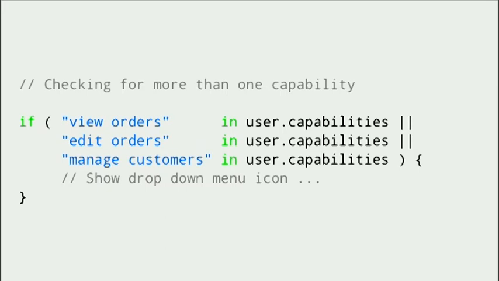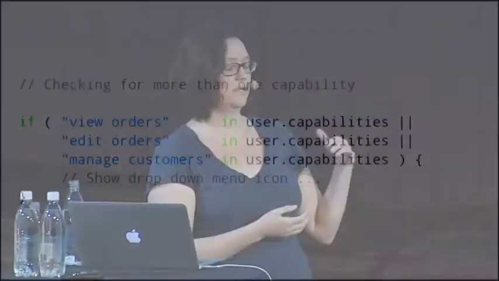So you can check for whether or not they have view orders in their capabilities, editing orders, and managing customers, and only then show the dropdown. And because this is always going to be additive, because by definition a capability is something you need, it's always going to be additive.